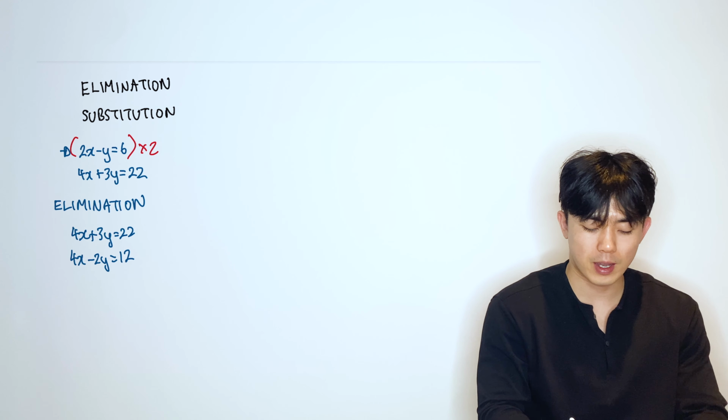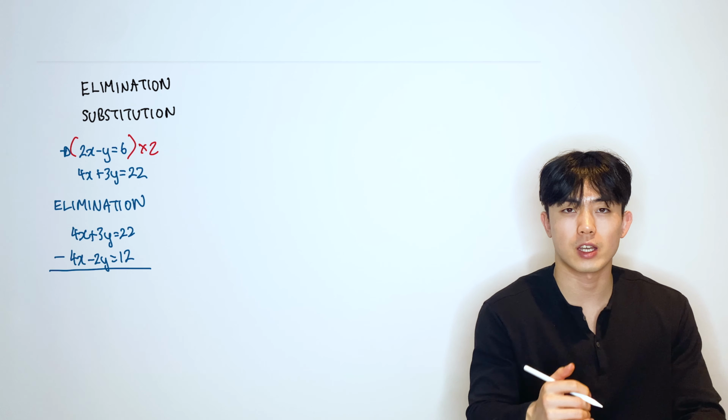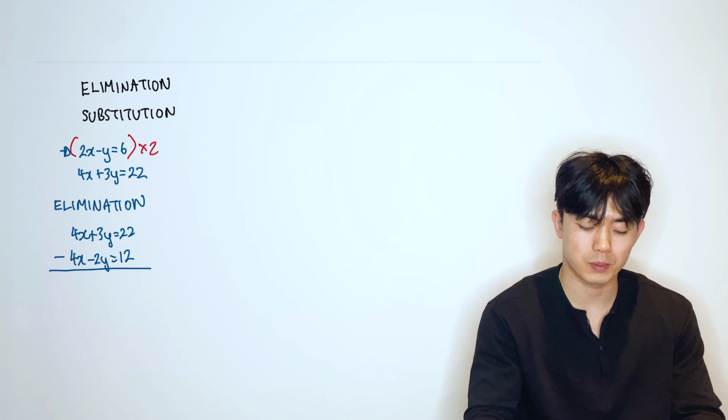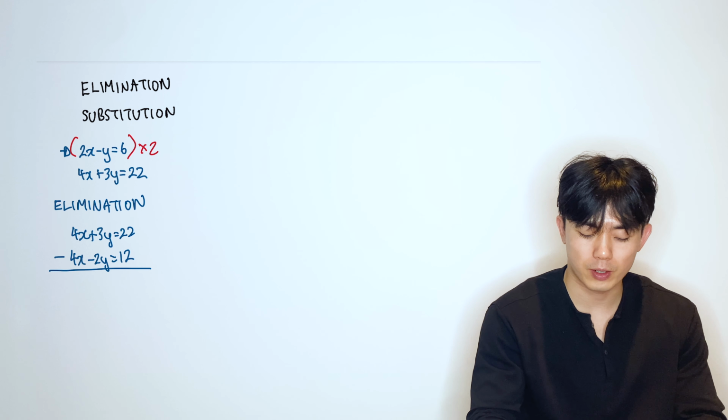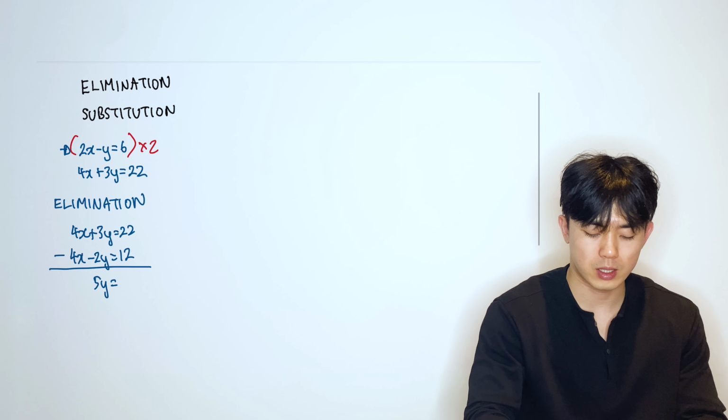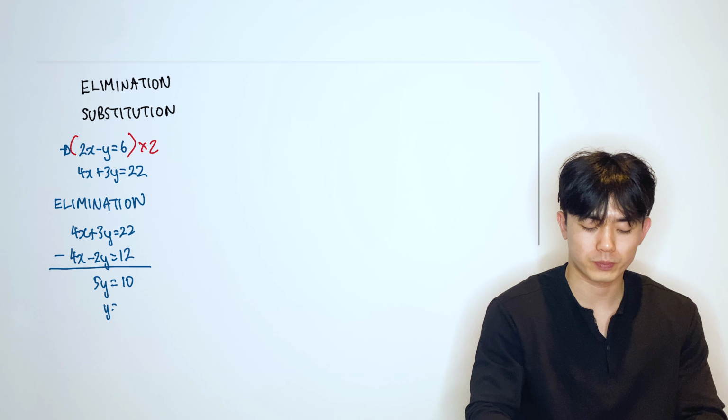Now this way, if I subtract the x terms, the y terms, and the numbers, the x terms will disappear and I'll be left with just the y terms. So 4x minus 4x is 0, 3y minus 2y is plus 2y, so it's going to be 5y. And 22 minus 12 is 10, so y is equal to 2.